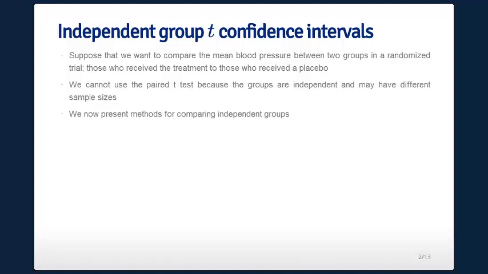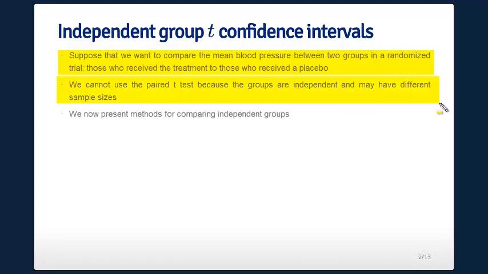Science is comparative, right? Okay, so suppose we want to compare the mean blood pressure between two groups in a randomized trial, those who received treatment and those who received placebo. Seems important. We can't do a paired t-test because the groups are independent and they may have different sample sizes, so we need something else. So now we're just going to present methods for comparing independent groups.